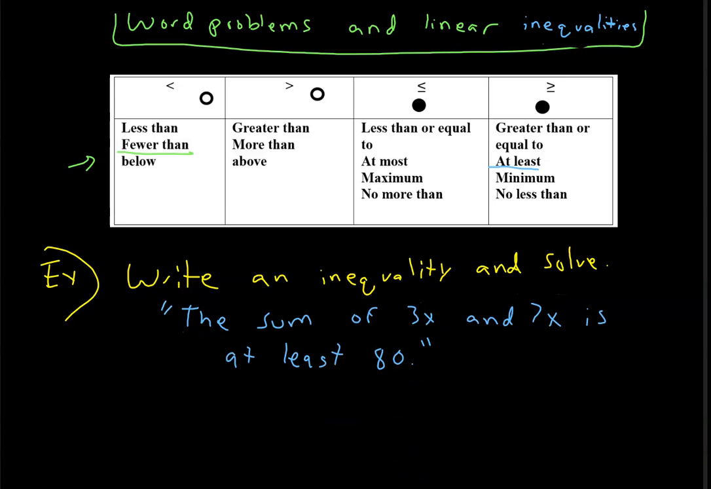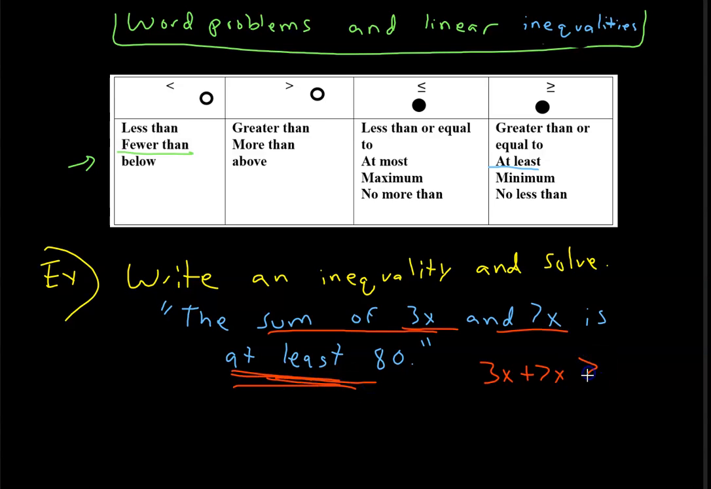All right, so in this one, it says the sum of 3x and 7x is at most 80. So 3x and 7x, as the sum of those, is at least 80. Let's think about what that means. 3x plus 7x is the sum of 3x and 7x. And let's think about it without using our chart. At least 80. If it's at least 80, 81 is a good answer. 82 is a good answer. 83 is a good answer. So any number bigger than 80 works. And since it's at least, 80 could work too.